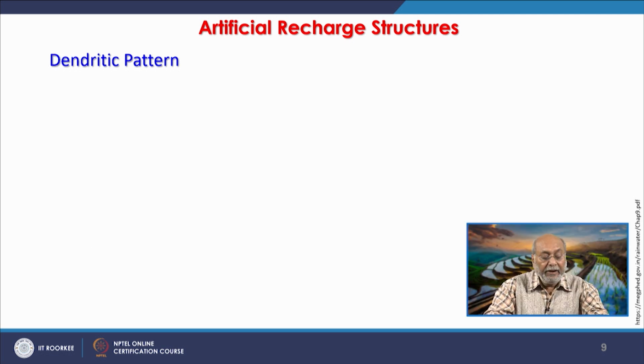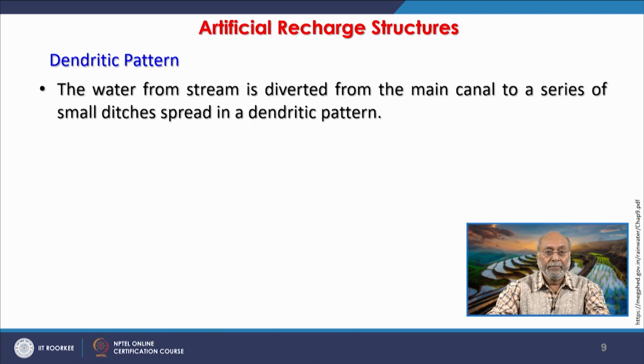Third type of pattern which is used for ditches is dendritic. As you know, the natural drainage system is also dendritic, which is something like a tree, or branches of a tree. So, in this, the stream water is diverted from the main channel or main canal to a series of small ditches spread in a dendritic pattern.